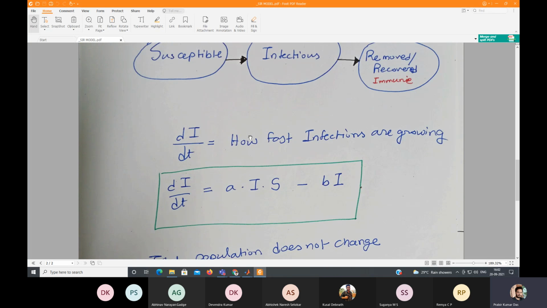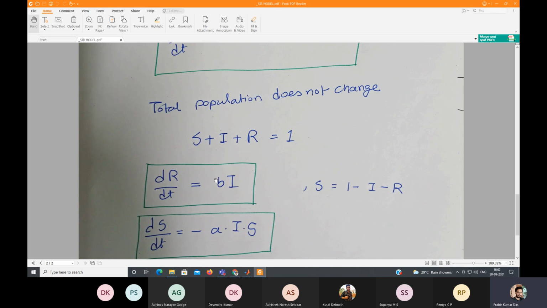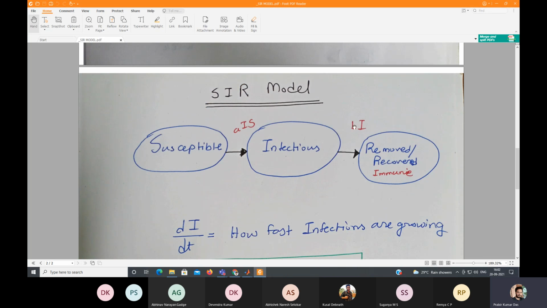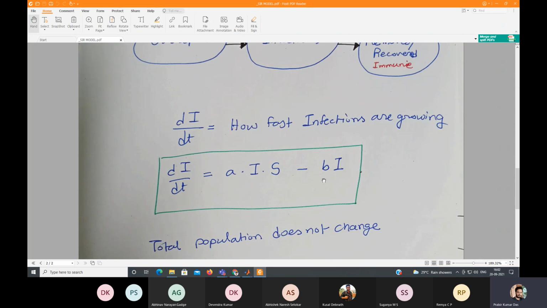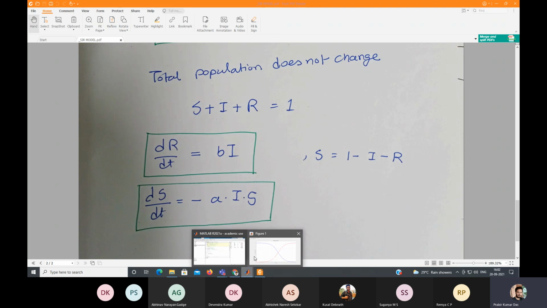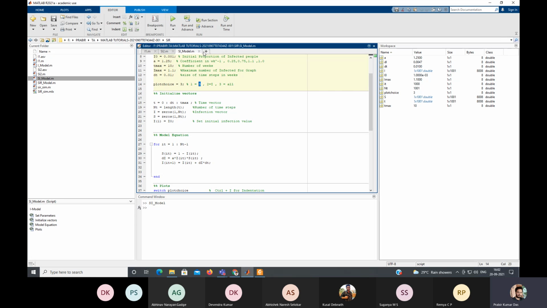And what should be our DR/DT? DR/DT is simply B into I, because in this B into I rate, infectious people are getting recovered. So we will assume once one person gets recovered, he will not be infected again. We will consider that that person is getting immunity and will not be infected. So now we will model our last equation.